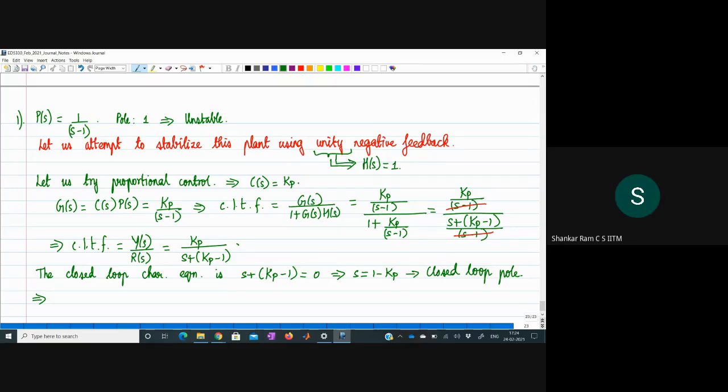sorry, only when Kp is greater than 1, right? Sorry. Yes, Kp greater than 1. So 1 minus Kp should be less than 0 for stability. This will imply that Kp should be greater than 1, right? So that is the criteria.